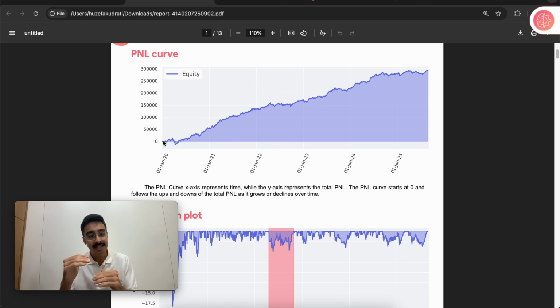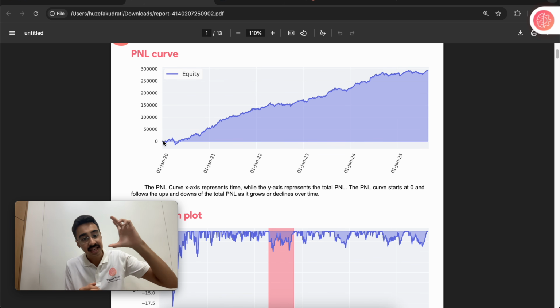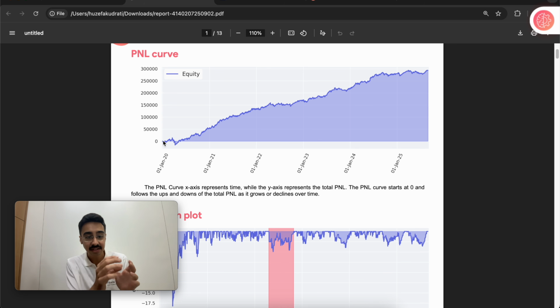So your drawdown out here is basically 50,000 rupees, right? That is the drawdown, or how much your strategy has gone down by, and that is how much pain you will see as a retail trader. Now, it's very important to see the drawdown. Why? Because this is going to test your psychology.